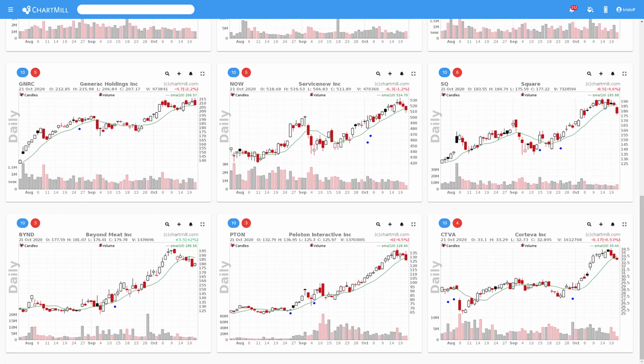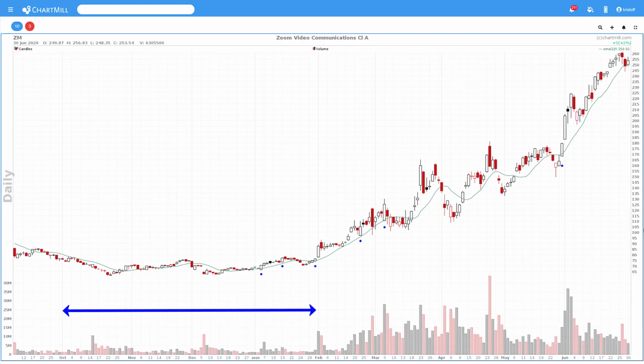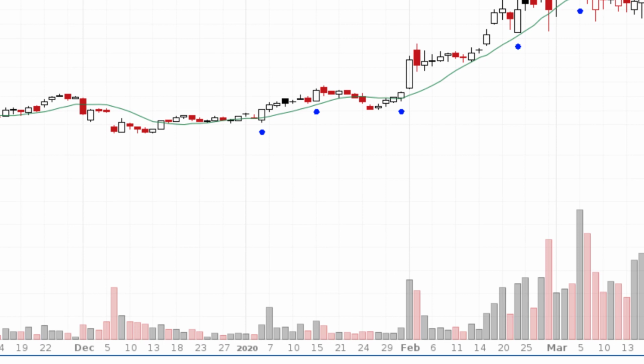Take a look at the Zoom share price from October 2019 until the end of January 2020. During that period, the price clearly went sideways and the volume was relatively low. The price remained close to the 10-day moving average. Suddenly, on 6 and 15 January, two pocket pivots appear on the chart. However, the price is still within its existing price range.